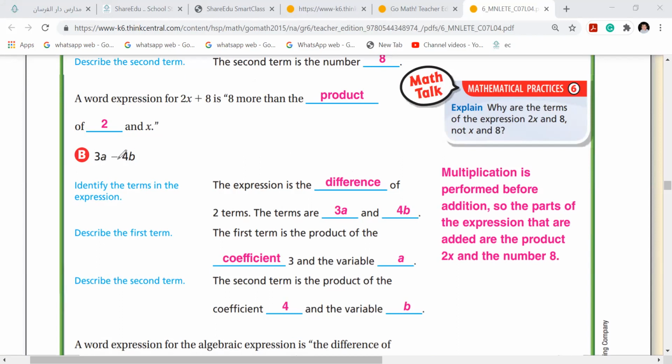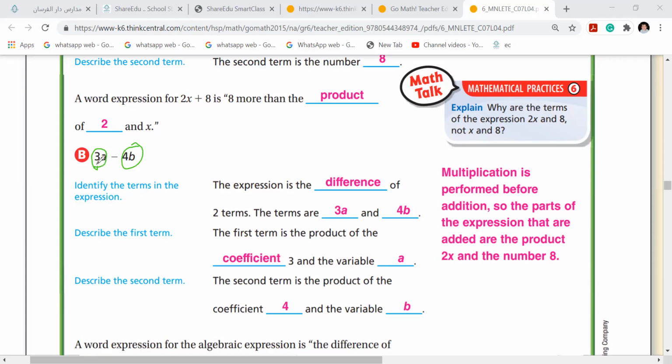It's 3a, so 3 is the coefficient and a is the variable. Okay, first of all, tell me how many terms are there? There are two terms. And the expression is the difference of two terms. And what are the terms? 3a and 4b. Now say to me about the coefficient.